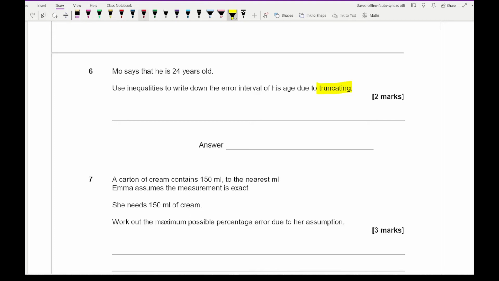So for this, the smallest number that Mo can be is 24, and the largest is going to be a number that is less than 25. Because if we had 24.9 and we truncated that to the nearest whole number, we get rid of the 9 and it's still 24, even if it's 24.9997. If we wanted to truncate to the nearest year, because we're doing it to whole numbers, we ignore any of those. So there is going to be our error interval.